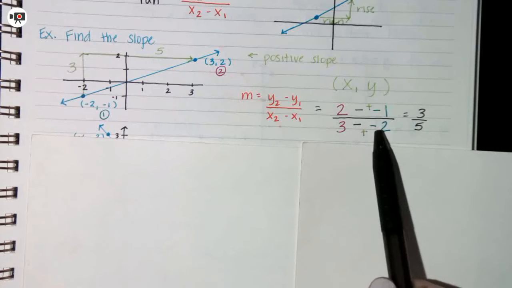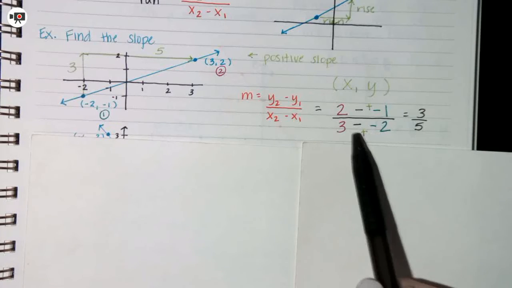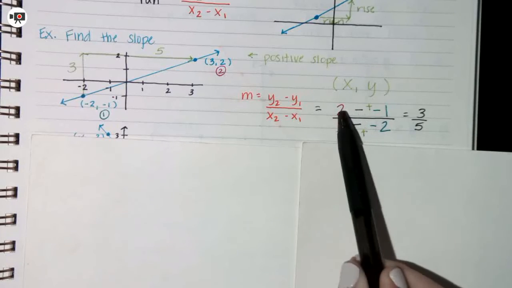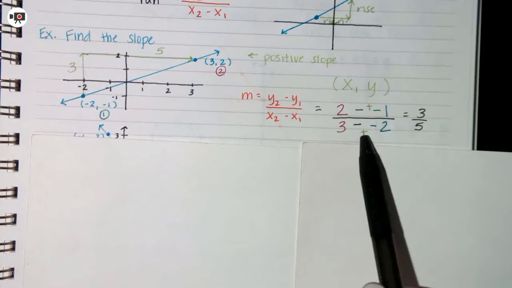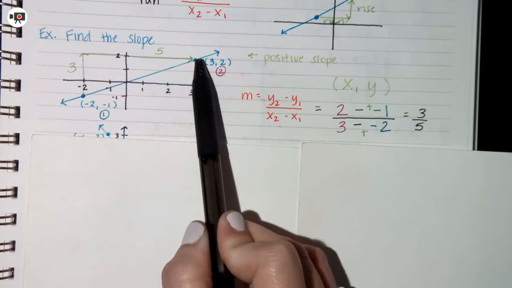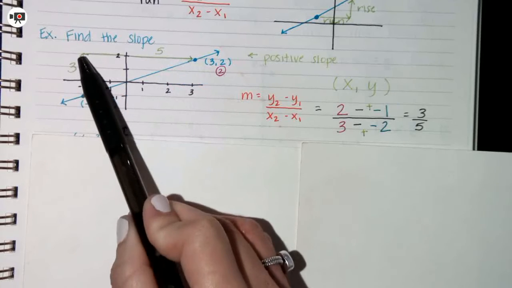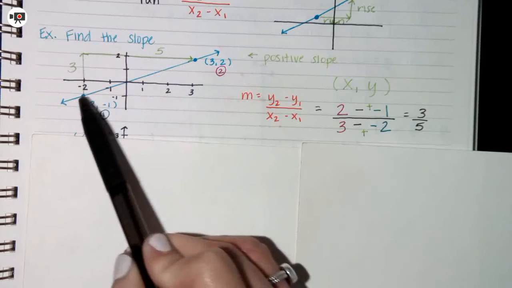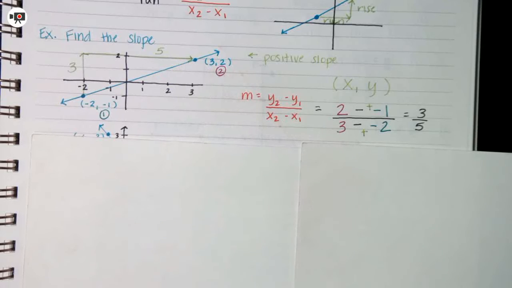When I have a minus a negative, that is the same as adding. So this is 2 plus 1, which is 3, and 3 plus 2, which is 5. So the slope of this line is 3/5. That means I go up 3 and to the right 5 to get from one point to the next.